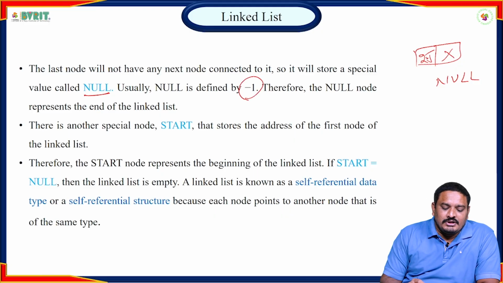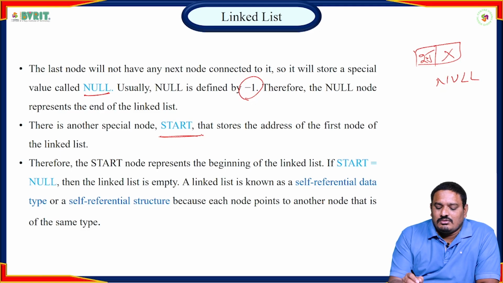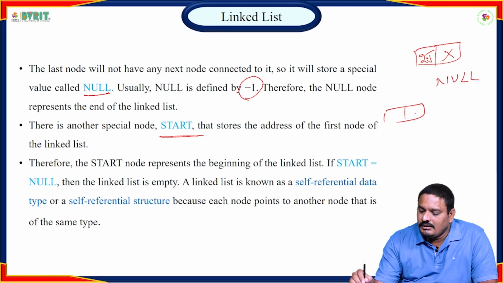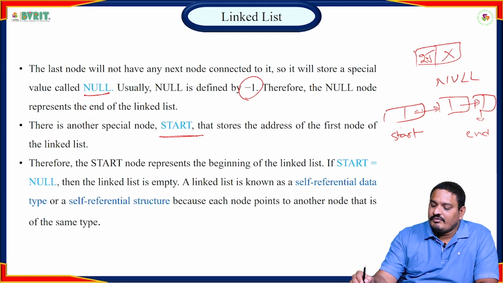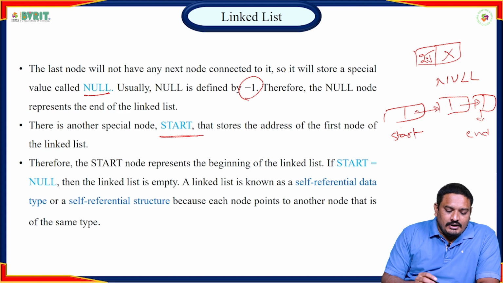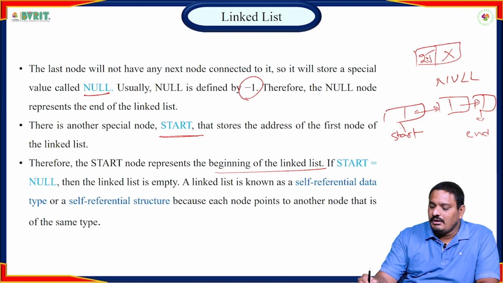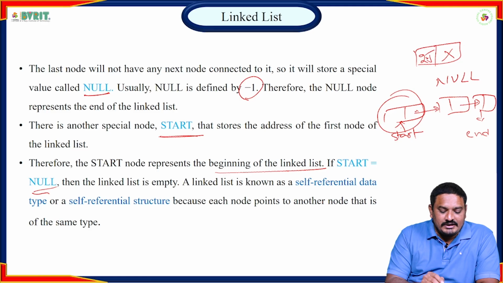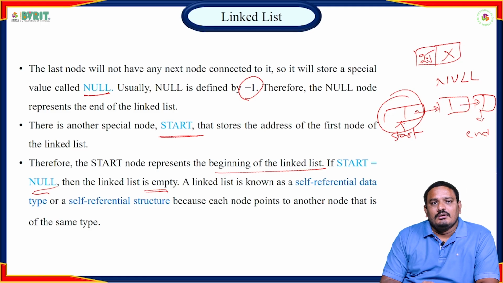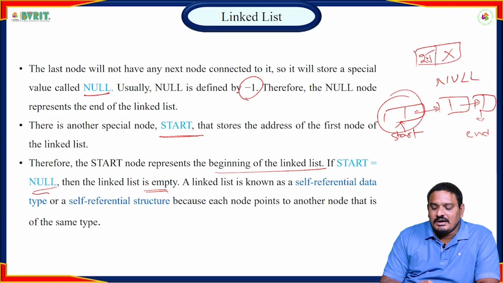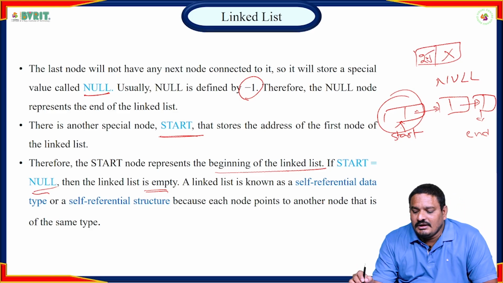There is another special node called the start node. The linked list begins with the start node, and this one is the end node. One node is connected to another node based on the reference of the previous node. The start node represents the beginning of the linked list. If start is equal to null, the linked list is empty, because no node is defined at the initial stage.